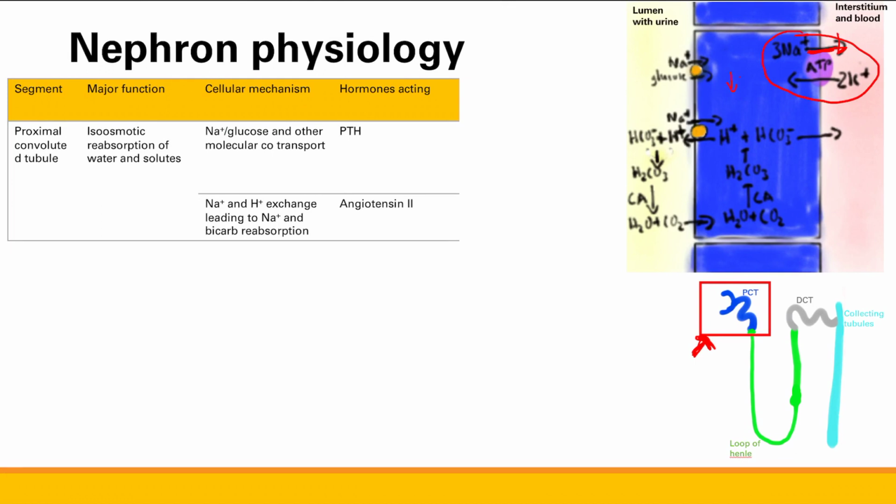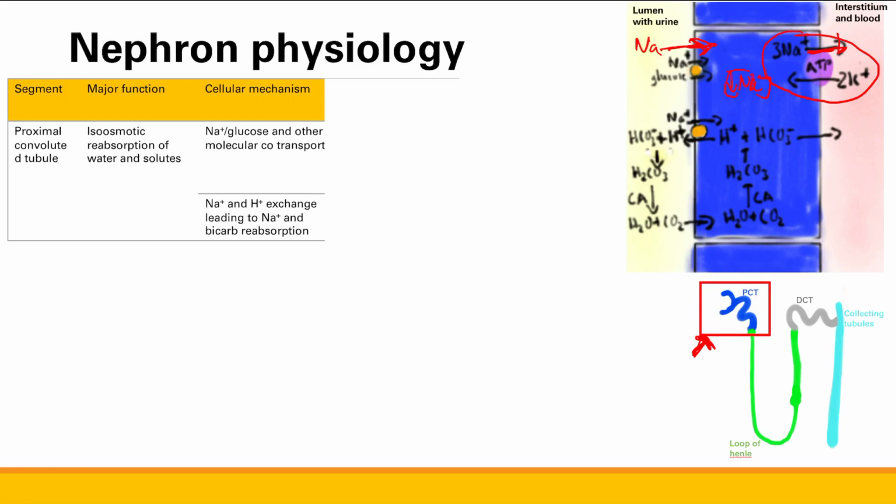So there's low sodium inside the cell. There's low concentration, so sodium is going to want to go down. And this concentration gradient from sodium in the lumen into the cell is going to drive a lot of transport. It's going to drive transport of glucose and many other molecules. For example, amino acids are going to go down with sodium. Phosphate is going to go down with sodium.